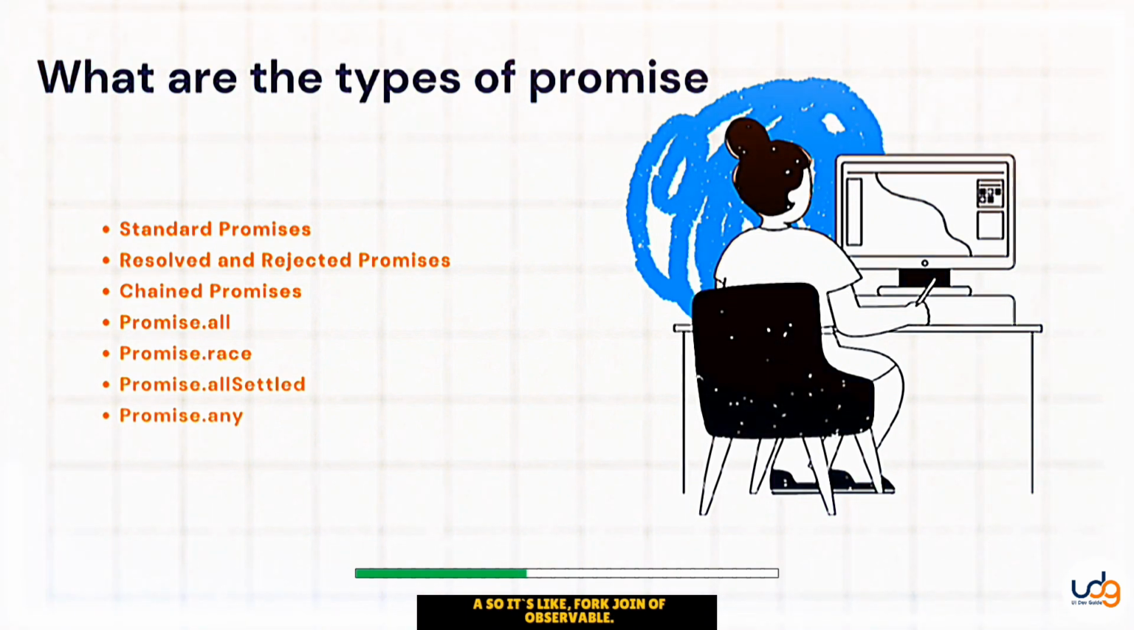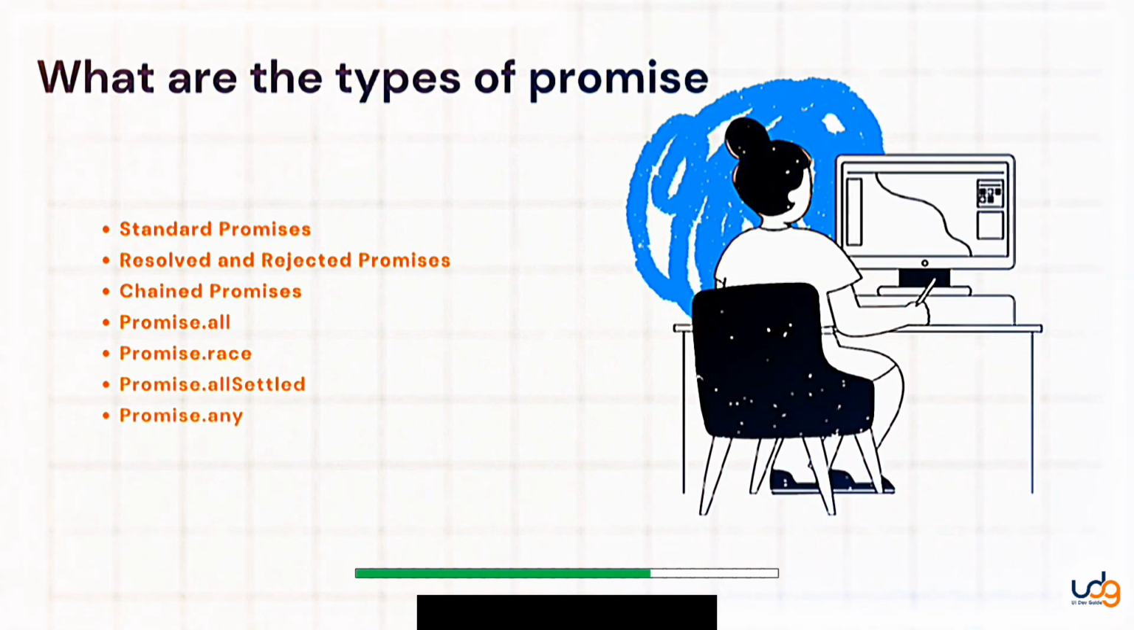So it's like fork join of observable. Both are the same. They wait for all responses, and if any one gets rejected, the promise.all returns a promise which is rejected. Promise.all does not resolve until every asynchronous operation inside it is resolved. So it waits for all.